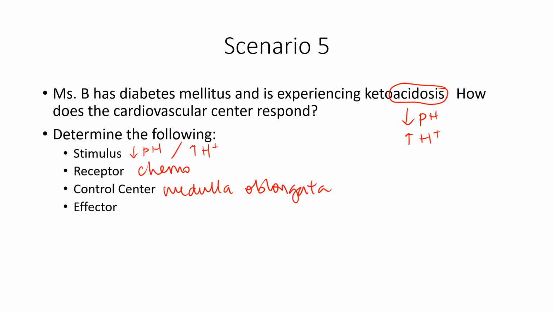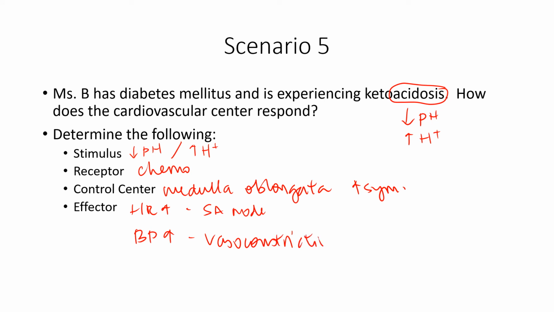And since we've got too many hydrogens in our bloodstream, we would like to get rid of them as quickly as possible. So we're going to see an increase in sympathetic stimulation. All right, so what do we tell the heart to do? Heart rate increases. That's due to an increase in the SA node's rate. And likewise, we squeeze or constrict blood vessels, so blood pressure also will increase, and that's due to vasoconstriction.